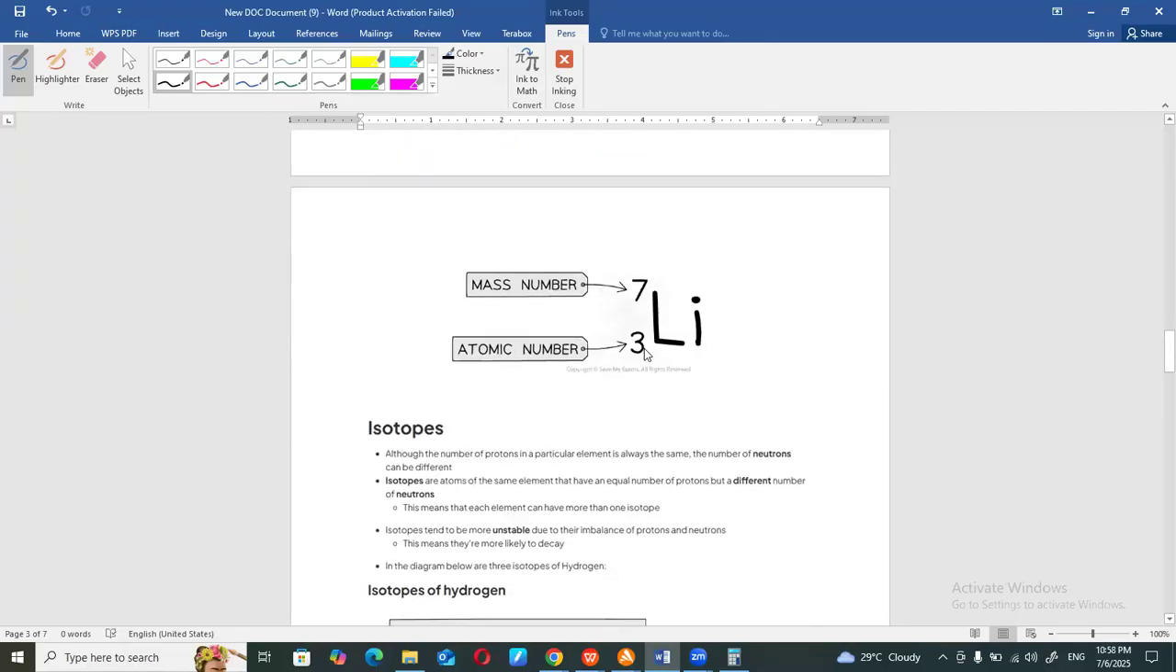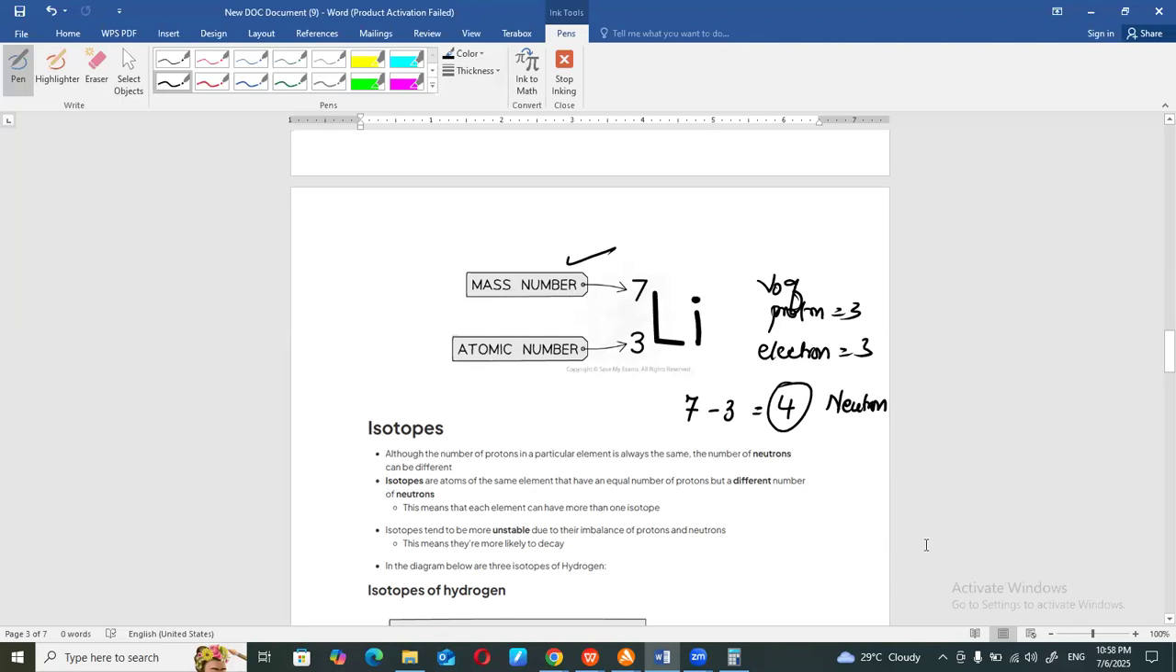This is one of the examples, lithium. It has an atomic number 3, which means the number of protons is equal to 3 and electrons as well 3. If I ask what the number of neutrons is, the mass number is 7 in that case, and 7 minus 3 gives you 4, which means there are 4 neutrons in it. So the number of neutrons is always the mass number, or nucleon number, minus the proton number.